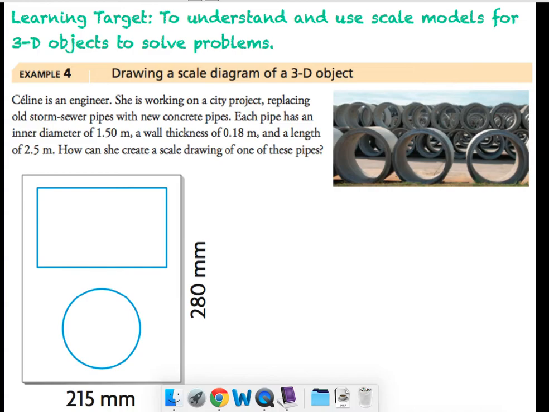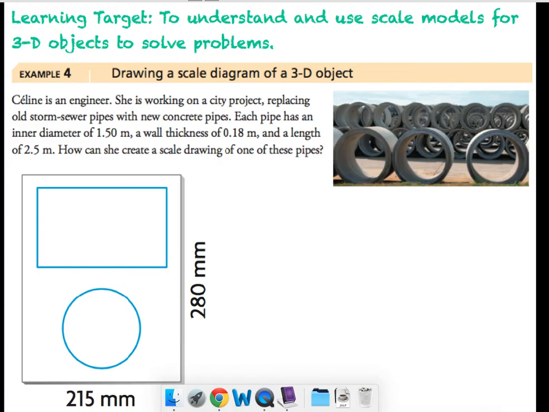Hey class, so we're here with example 4 from chapter 8.5 and it's drawing a scale diagram of a 3D object. So the situation we have is that Celine is an engineer and she's working on a city project replacing old storm sewer pipes with new concrete pipes. Each pipe has an inner diameter of 1.50 meters, a wall thickness of 0.18 meters, and a length of 2.5 meters. How can she create a scale drawing of one of these pipes?